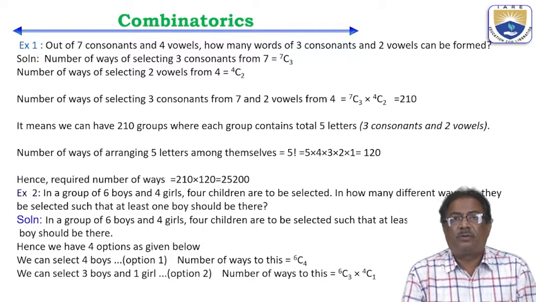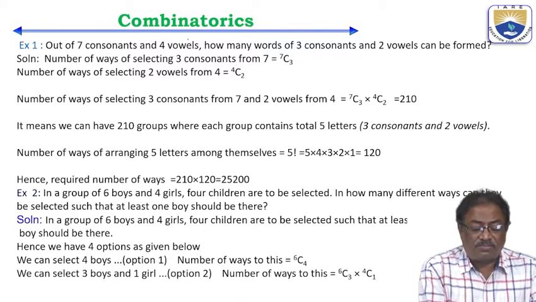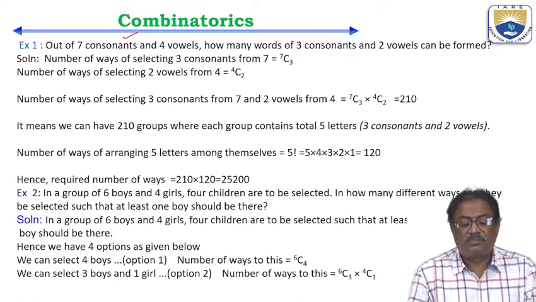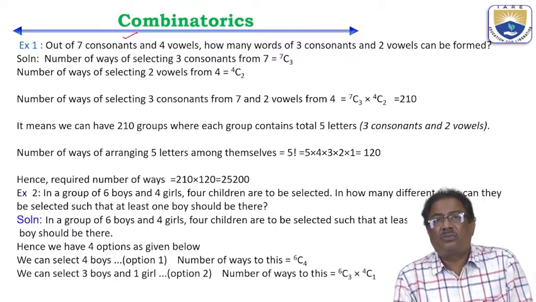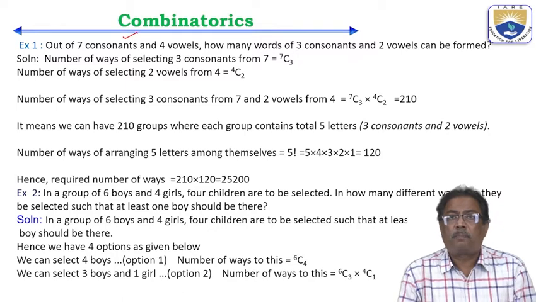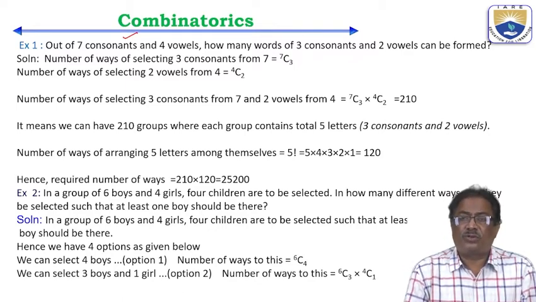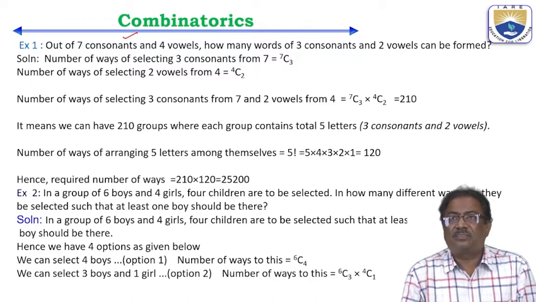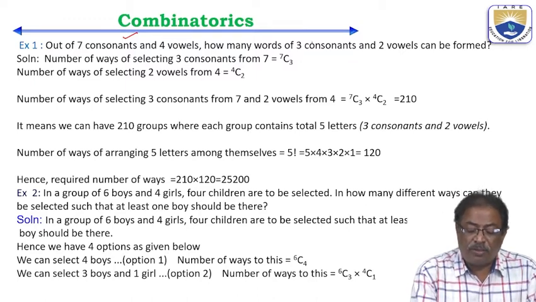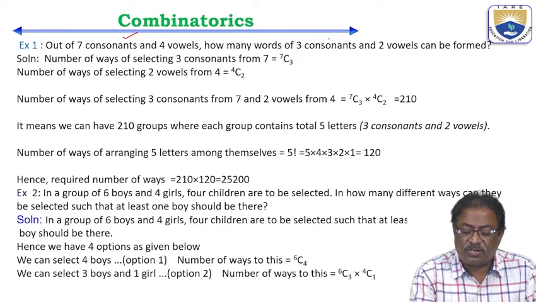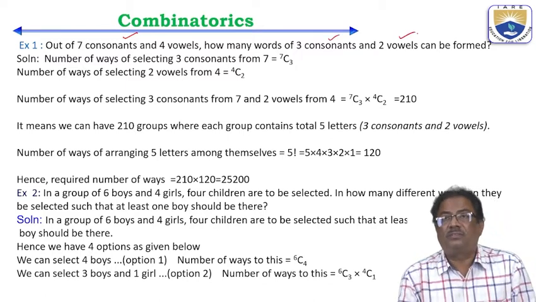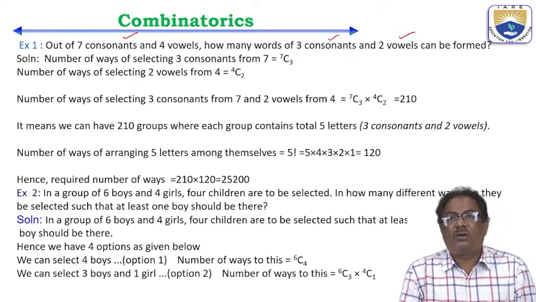So now, let us work with the combinations. Out of 7 consonants and 4 vowels, how many words of 3 consonants and 2 vowels can be formed? How many words of 3 consonants and 2 vowels are formed?